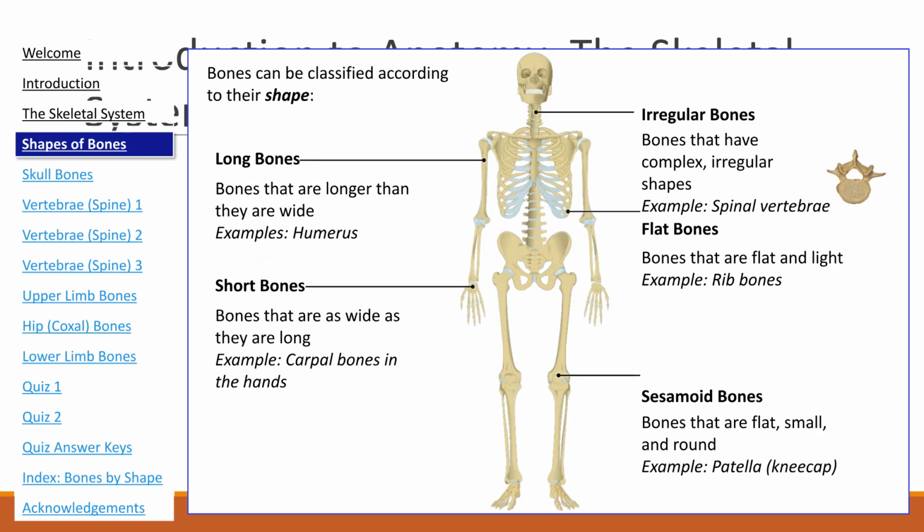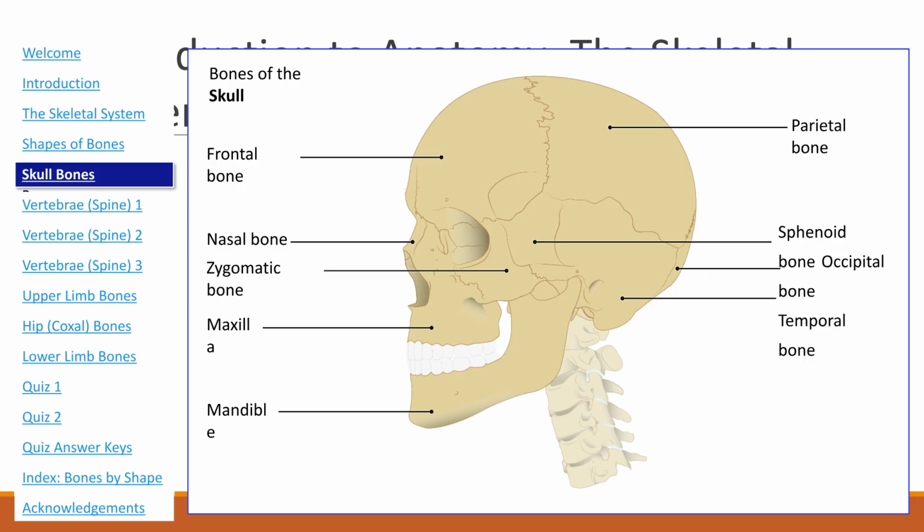Bones can be classified by their shape. Examples include long bones, which are longer than they are wide, like the humerus. Short bones are as wide as they are long, such as the carpal bones in the hands. This is just a brief overview of the shapes of bones.